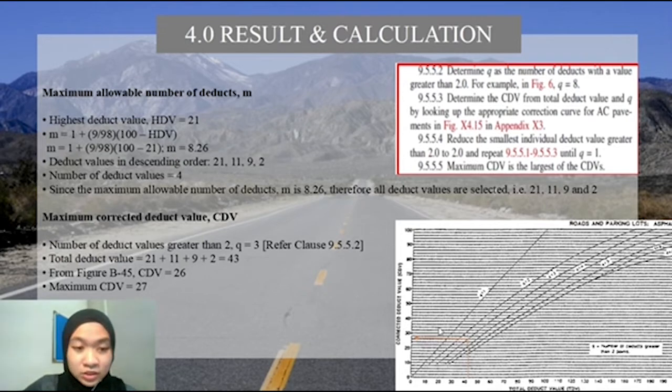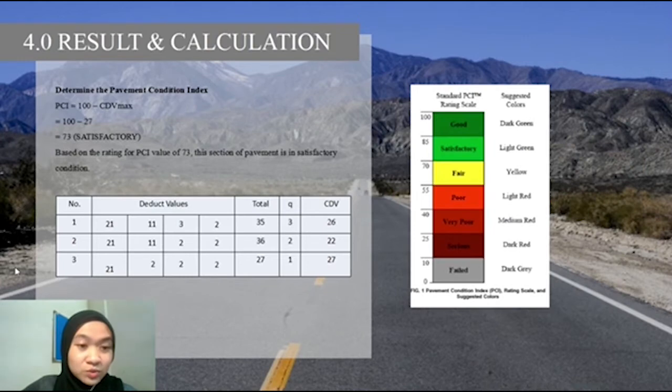After that, we need to determine CDV by referring to this graph. So, since our TDV is 43, our CDV now is 26. Repeat all these steps until Q equals 1. Once we have calculated all the deduct values, we need to determine the highest CDV to find the pavement condition index. So from this table, we can see that the highest CDV is 27.